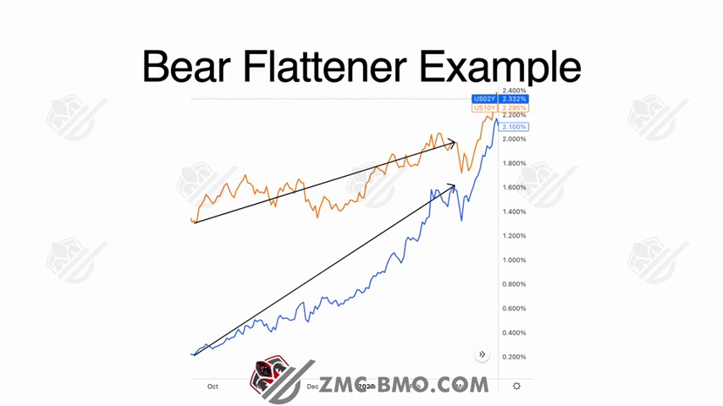But hopefully this explained it in a little bit more detail. So that is the different types of bond curve moves.